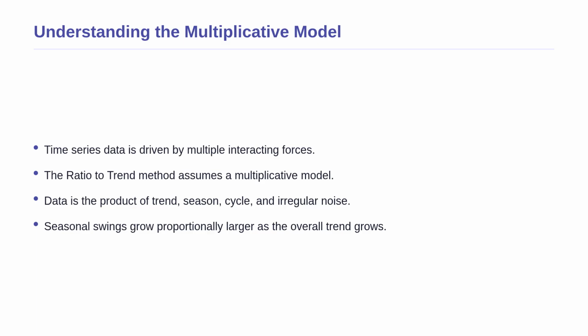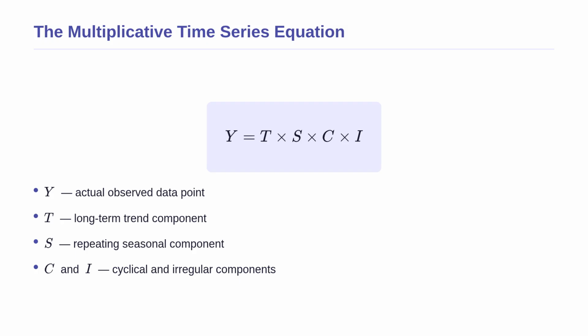The ratio to trend method relies on the multiplicative model. This model assumes that any single data point is the result of multiplying four distinct forces together: the long term trend, the repeating seasonal pattern, long term economic cycles, and random unpredictable events. By assuming these forces multiply rather than add, we acknowledge that seasonal swings grow proportionally larger as the overall trend grows. Let us look at where this method mathematically begins.